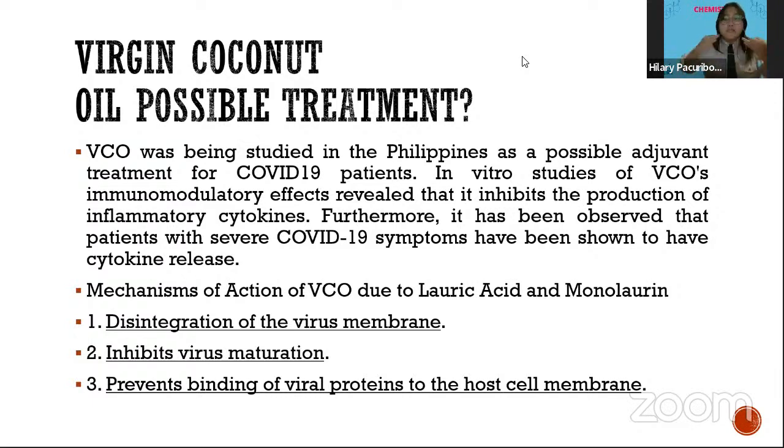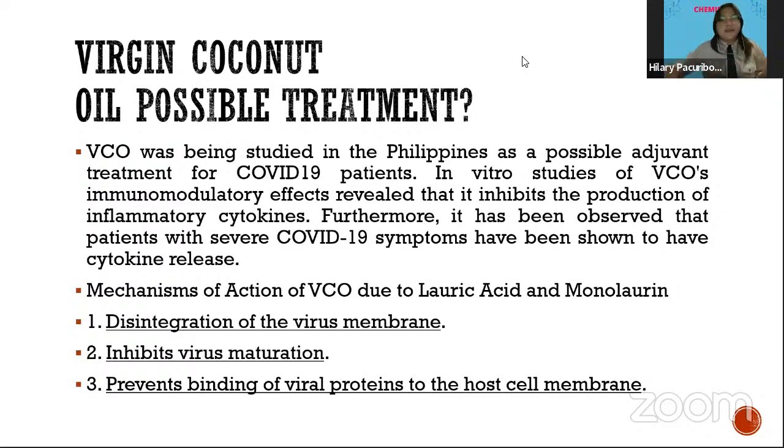Number two, the Junin virus, which causes hemorrhagic fever, is an envelope virus featuring glycoproteins, which is similar to the COVID-19 virus. So based on mechanistic studies, it was concluded that lauric acid inhibited a late maturation stage in the replicative cycle of Junin virus. Basically, lauric acid was able to abrupt the further growth and development of the virus.